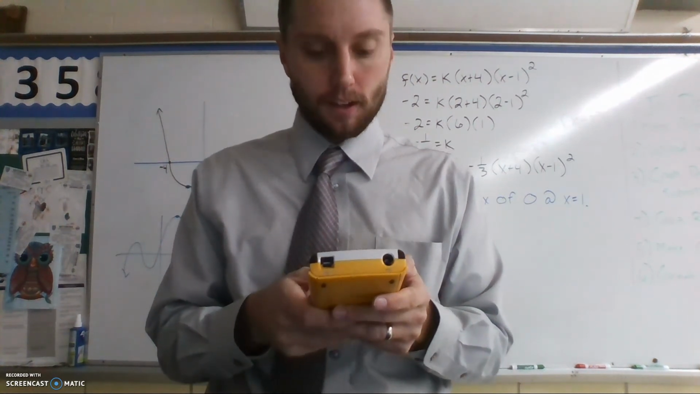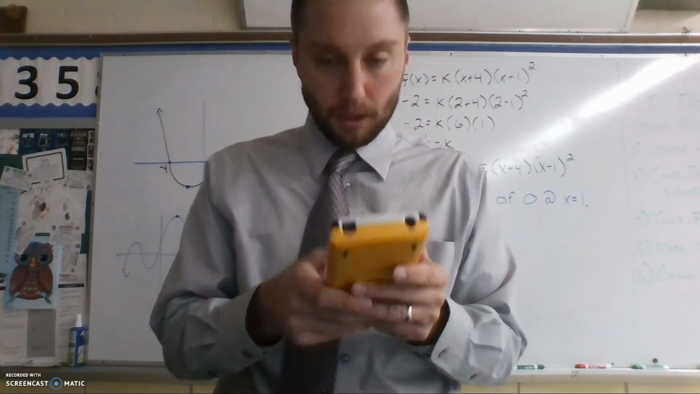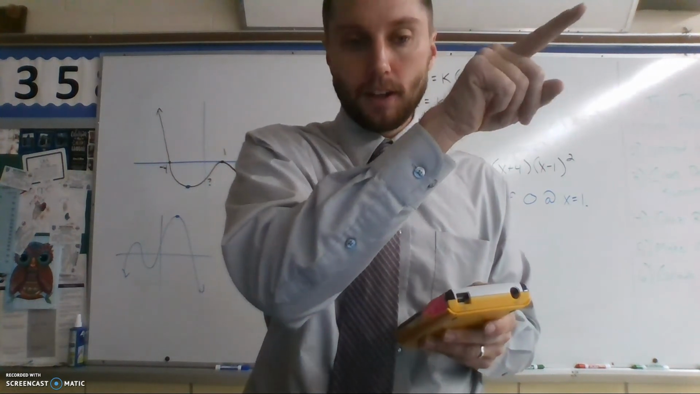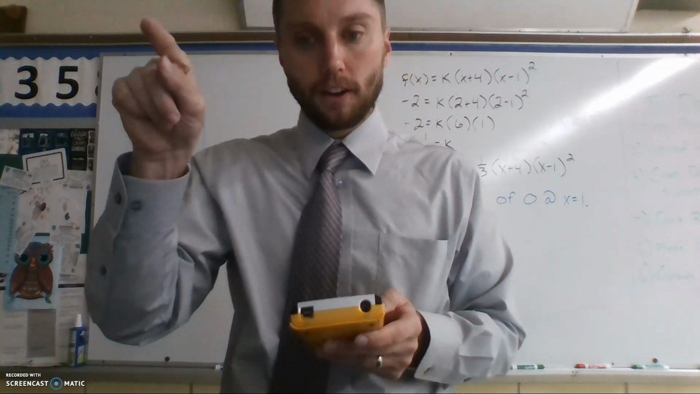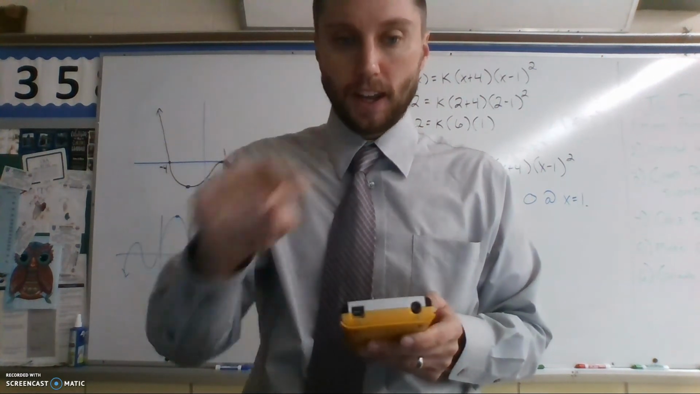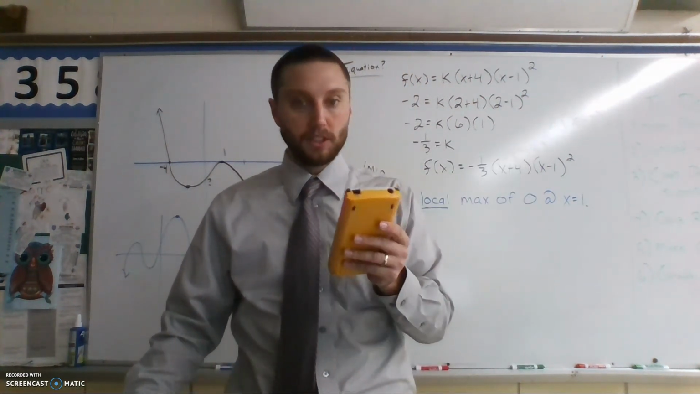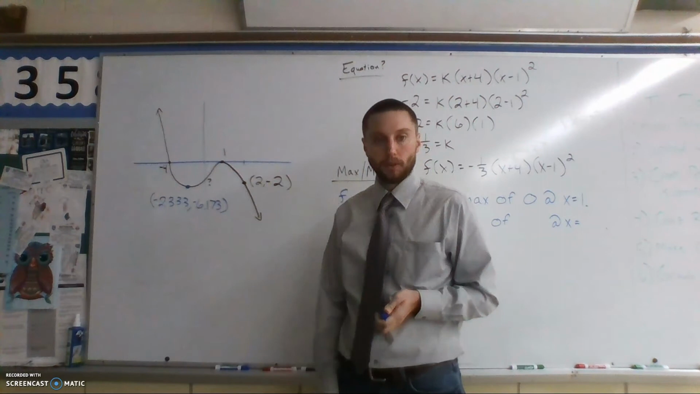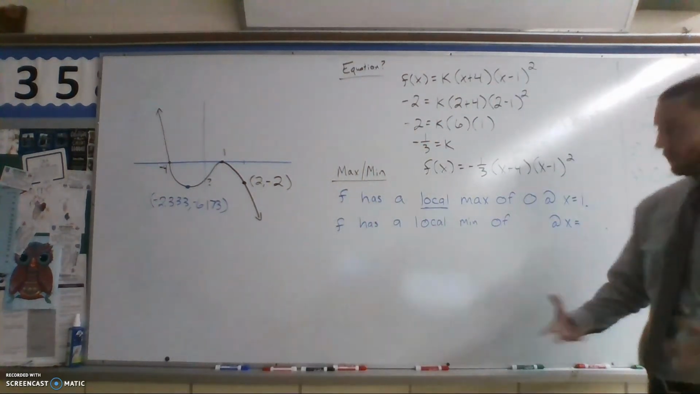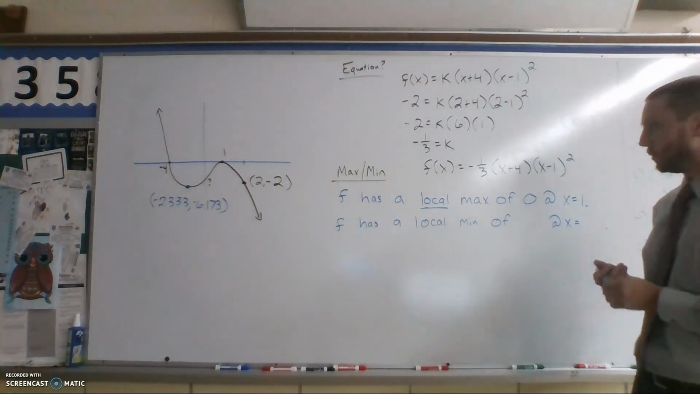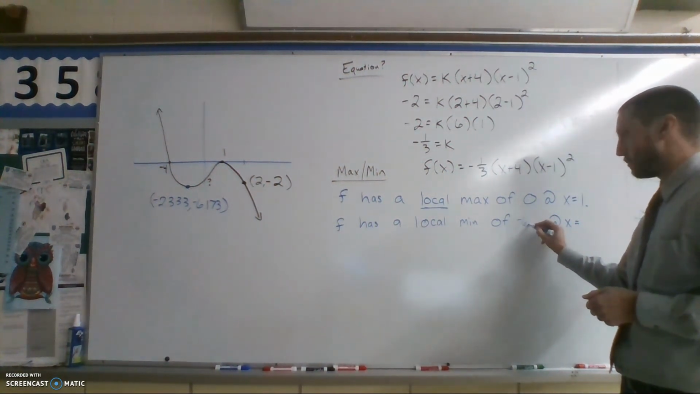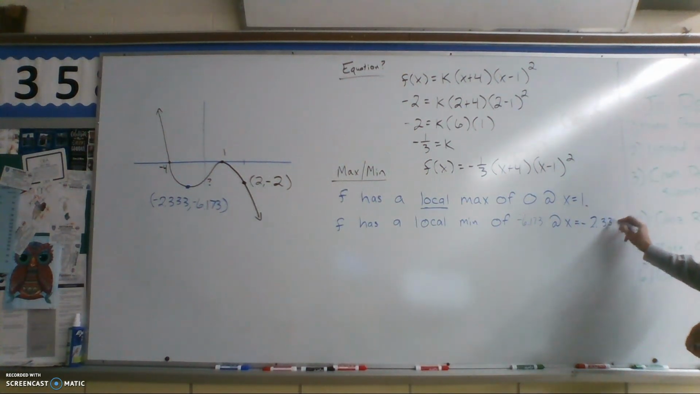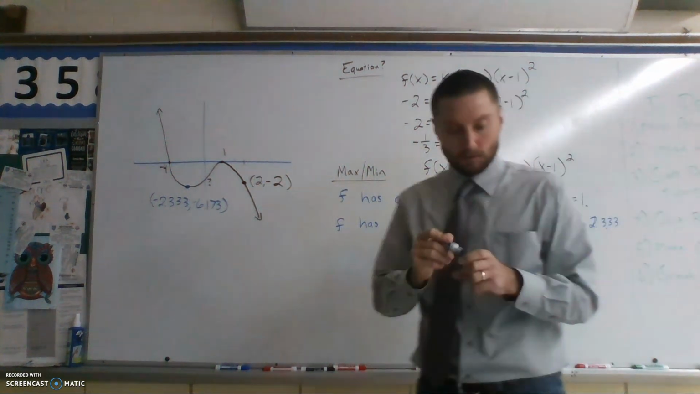Then we're going to go second, calc, minimum, and it's going to ask you to go to the left. So you're going to click, click, click, click, click, and hit enter. Then it's going to ask you to go to the right, click, click, click, click, click, enter. And then you're going to take your best guess and hit enter again. And what does it tell you? My calculator said this is my minimum. This is the point (-2.333, -6.173). So how do I write that? We say f has a local min of -6.173, and that happens at x equals -2.333.